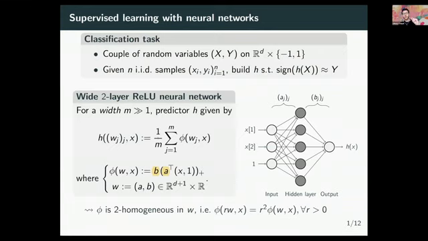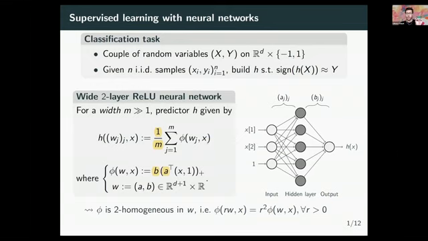Notice this scaling factor 1 over m in front of the sum, which will turn out to be very important because we will consider the training dynamics when the width of the neural network goes to plus infinity, and the choice of the scaling here is important. In particular, this 1 over m is necessary to obtain a non-degenerate dynamics in the infinite width limit.